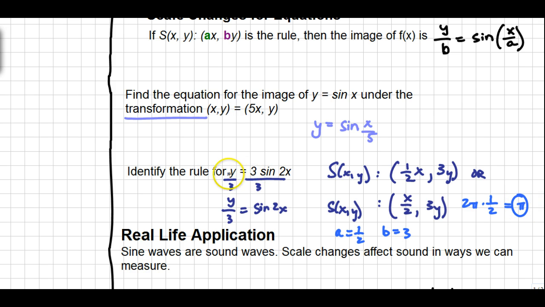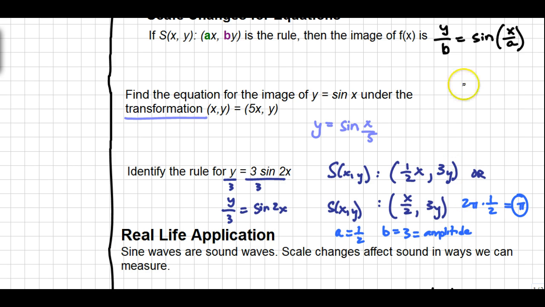So this graph or this equation is going to complete its cycle much faster than normal, or in half the amount of time that it normally would. The amplitude is going to be 3, which tells you half of the distance from the top to the bottom.